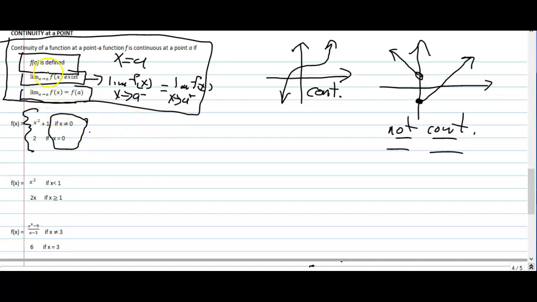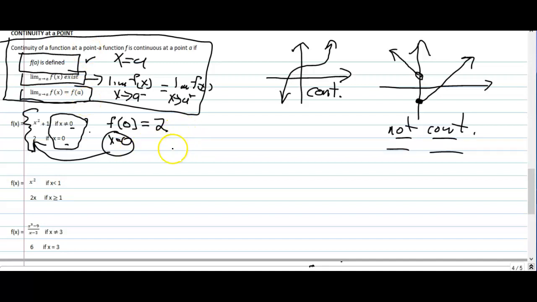So in order to determine whether this function is continuous at x equal to 0, these three conditions must be true. The first thing I need to do is find f of a, and here f of a will be equal to f of 0. So what is the value of the function when x is equal to 0? The value of the function when x equals 0 is 2. So f of 0 is 2. So the first condition of the definition of continuity is met.